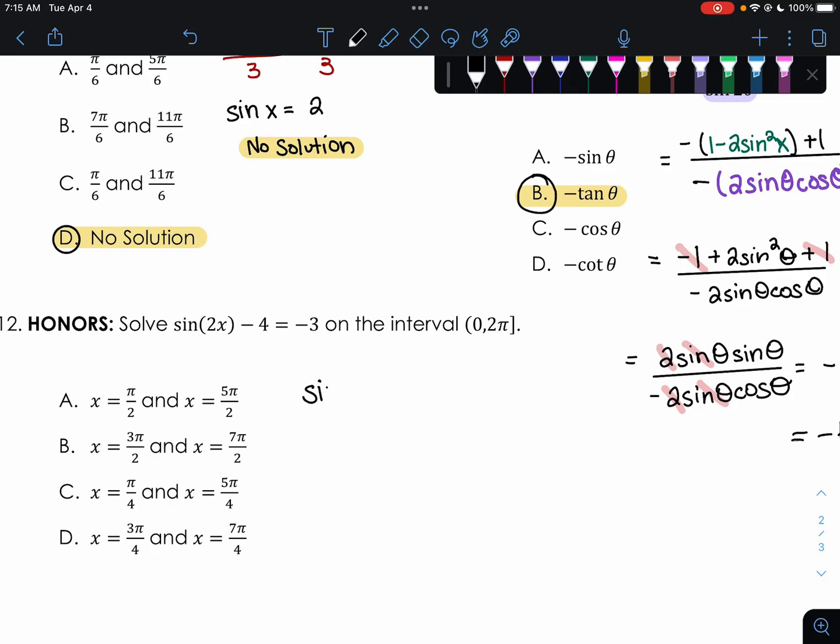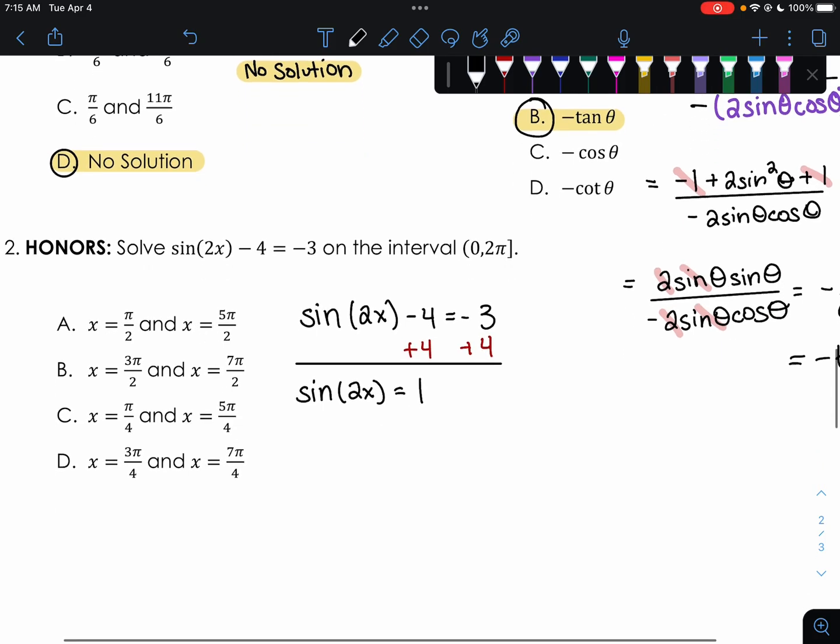So sine of 2x minus 4 equals -3. I know it's very tempting to try to use the double angle identity, but don't do that. You're not going to be able to solve it. So what we're going to do instead is we're going to solve it just like we do every other equation. I'm going to add 4 to both sides. And that gives me sine of 2x equals 1.